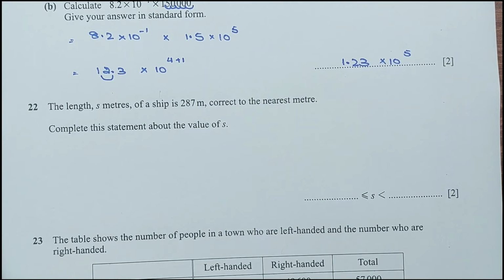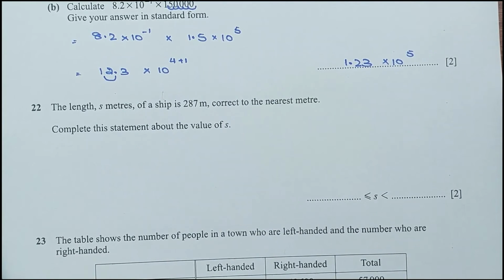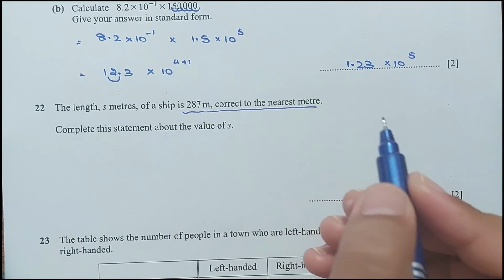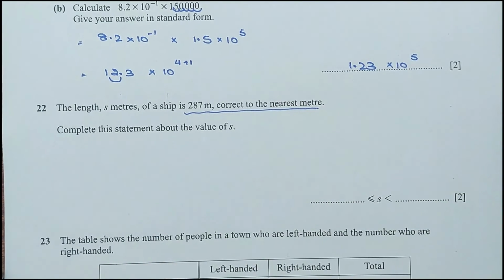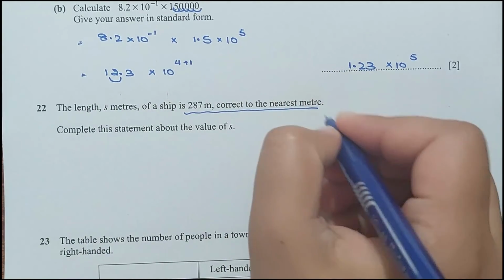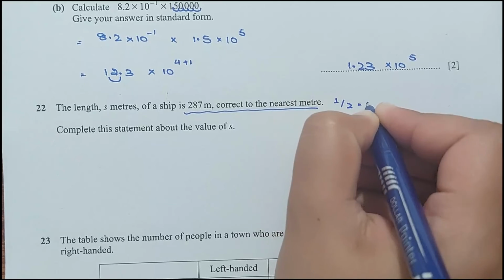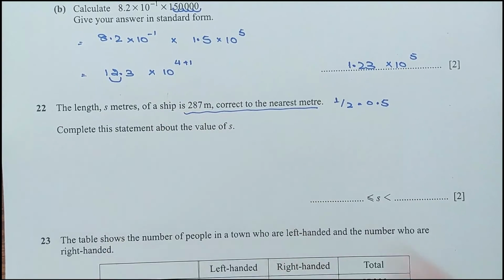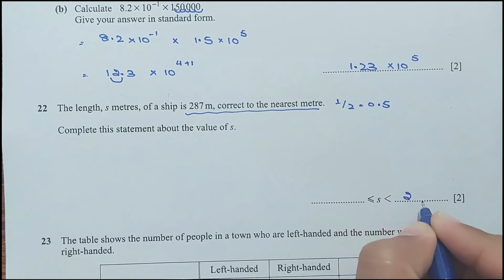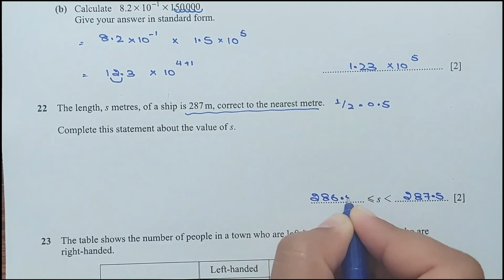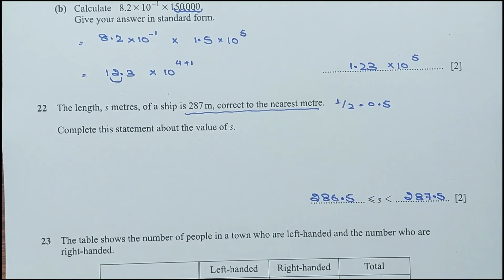Question number 22, the length S meters of a ship is 287 meters, correct to the nearest meter. Complete this statement about the value of S, right? Correct to the nearest meter means we have to find the upper and lower bounds. So that is 1 meter, so we do 1 by 2, which equals 0.5. So we add 0.5 and subtract 0.5. When we add 0.5, we have 287.5, and when we subtract, 286.5. That is the upper and the lower bounds, right?